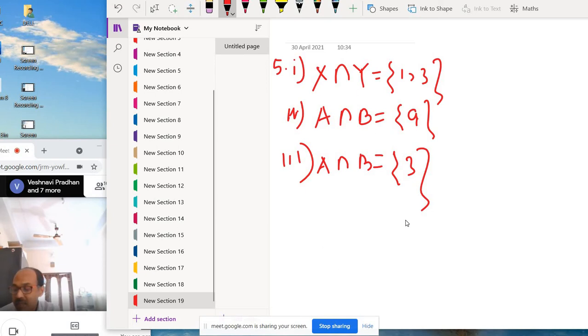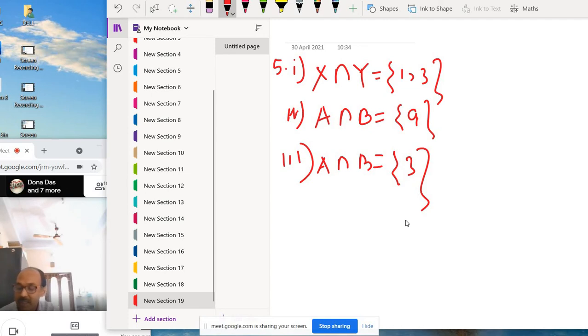Next, number 4. A equals x, where x is a natural number, 1 less than x less than or equal to 6. That means 2, 3, 4, 5, 6. This set is 2, 3, 4, 5, 6. B is the set where x is a natural number, 6 less than x less than 10. That means 7, 8, 9.